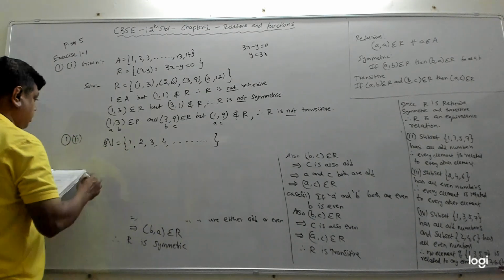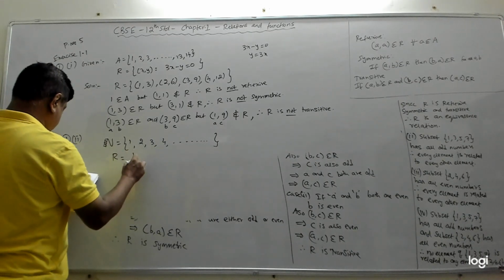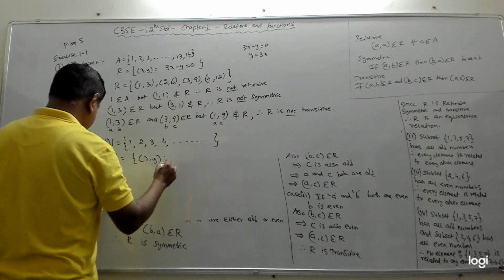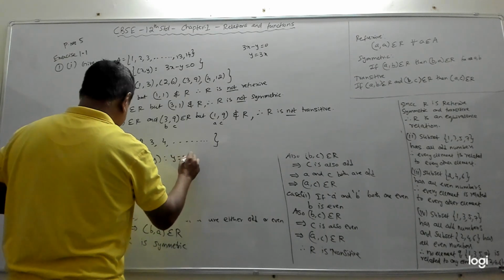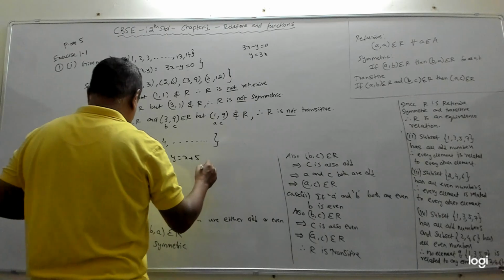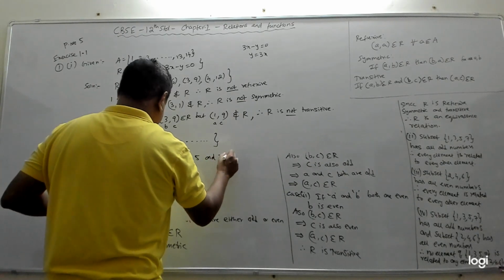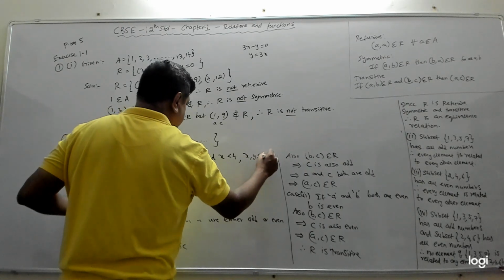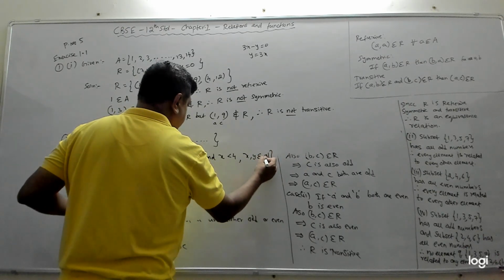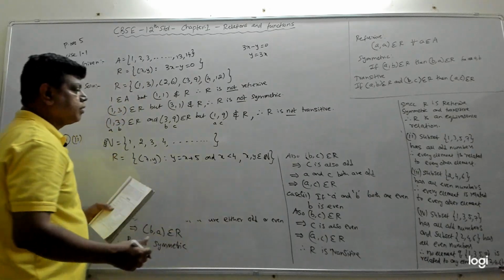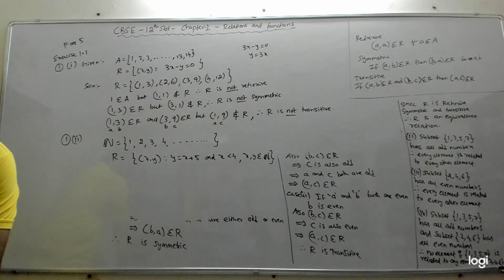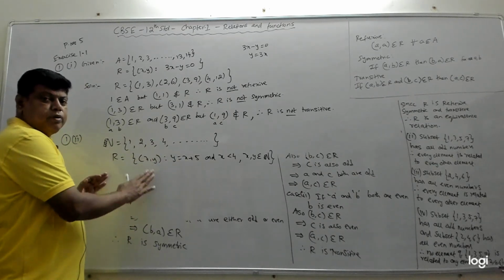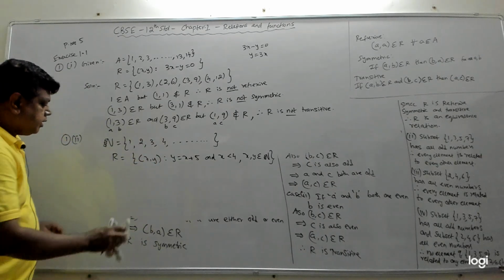And what is the relation? The relation R on N is the set of all x comma y such that y is equal to x plus 5 and x is less than 4. And where both x comma y should belong to the set of natural numbers N. Right? Now we should check whether this relation is reflexive, symmetric, transitive. Right? So how do we check this?